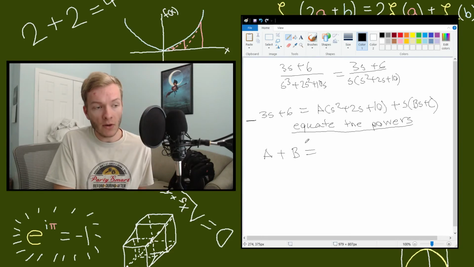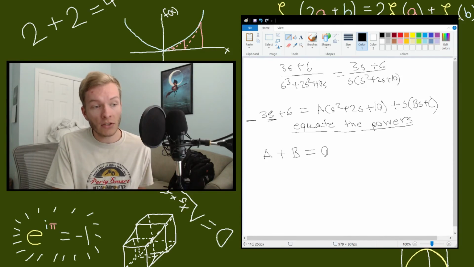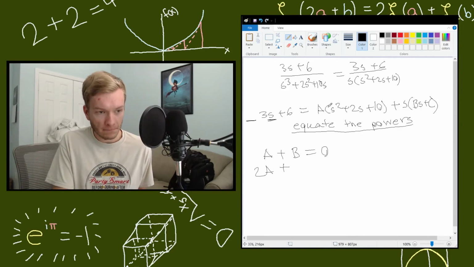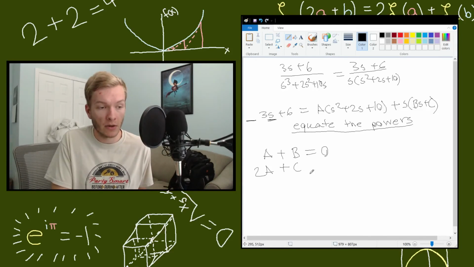And since we don't have any over here, we're just going to put a 0 here. So our second equation is going to be in terms of the first power of s. And so we have what we're going to be multiplying here. So we're going to have 2a plus, and here we won't have the b because b has an s multiplied by an s. So we'll have a c here because c is multiplied by s.